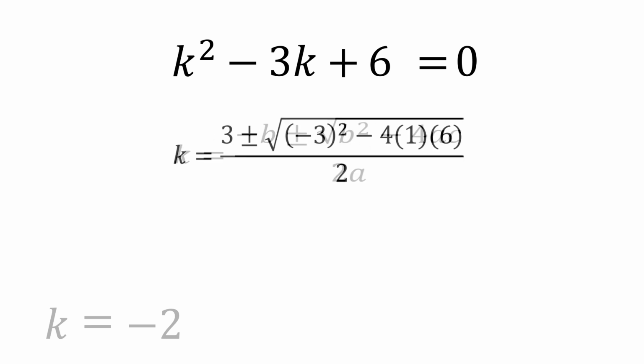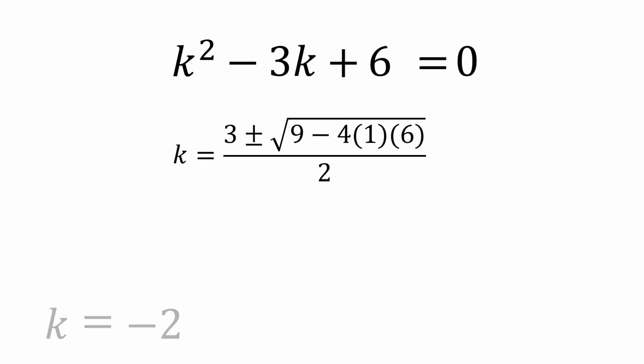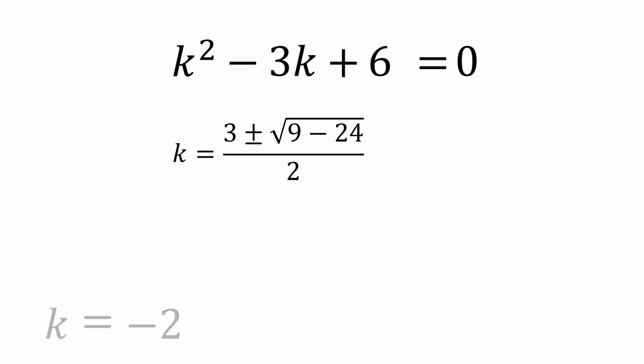Substituting the coefficients gives k equals 3 plus or minus the square root of -3 squared minus 4 times 1 times 6, all divided by 2. Can you predict what's about to happen? Let's simplify the discriminant. -3 squared is 9. 4 times 1 times 6 is 24. So 9 minus 24 equals -15. And that tells us something important. Because the discriminant is negative, there are no more real solutions. Instead, the remaining 2 solutions are complex.